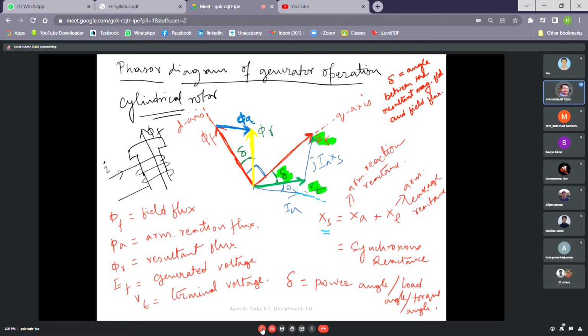So what we can say then, phi f is our field flux, phi a is the armature reaction flux, phi r is the resultant flux, EF is the generated voltage, the voltage that is being produced, VT is the terminal voltage. Delta is the power angle or the load angle or the torque angle, and XS that we are saying, that is the synchronous reactance.